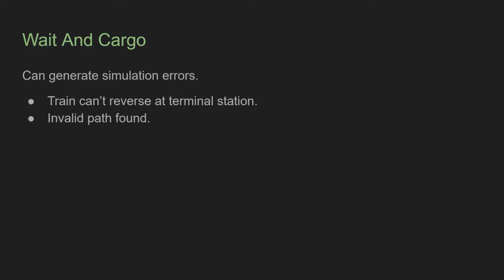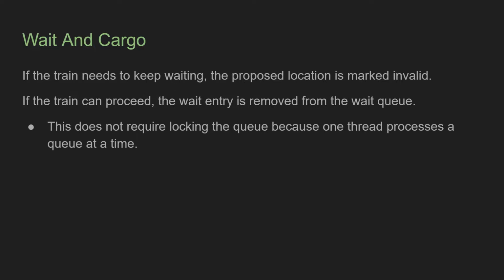As I mentioned before, if the train needs to keep waiting, then the proposed location is marked as invalid. However, if the train can proceed, then the wait entry is removed from the wait queue. Again, this is an array that's shared by multiple trains, but because those trains are all going to be guaranteed to be in the same queue that's processed serially, then again, I don't need to have a lock controlling access to that queue. It can just be freely modified.